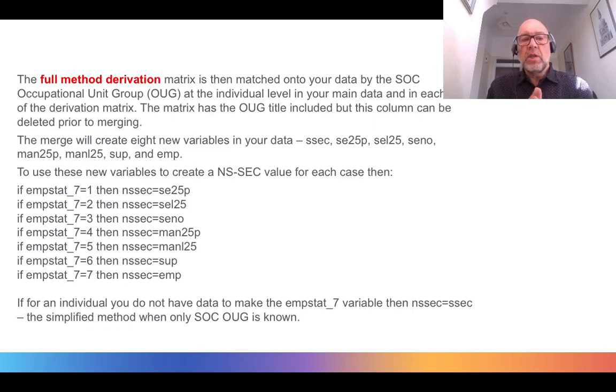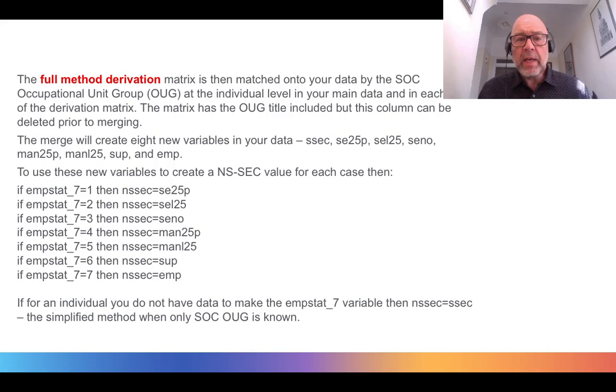So to use the full derivation matrix, you match it onto your data by the SOC OUG at the individual level. What that does is it puts a row of the derivation matrix alongside each individual in your main data, and it adds 8 new variables to your data set, which are the 8 columns in the full derivation matrix. So SSEC, SE25P, this row here of these 8 variables.